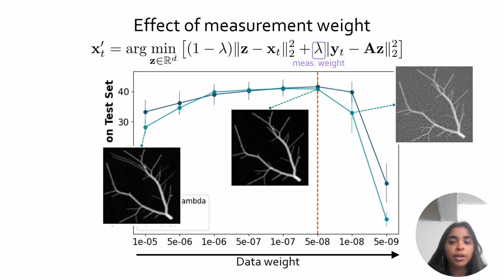Here's an example of how a reconstructed sample changes as lambda increases. Notice that for the first image, which has the lowest measurement weight, there are some hallucinated features, presumably from the prior. The middle image shows the best lambda in terms of PSNR. If we increase the lambda too much, the image becomes less likely under the prior.